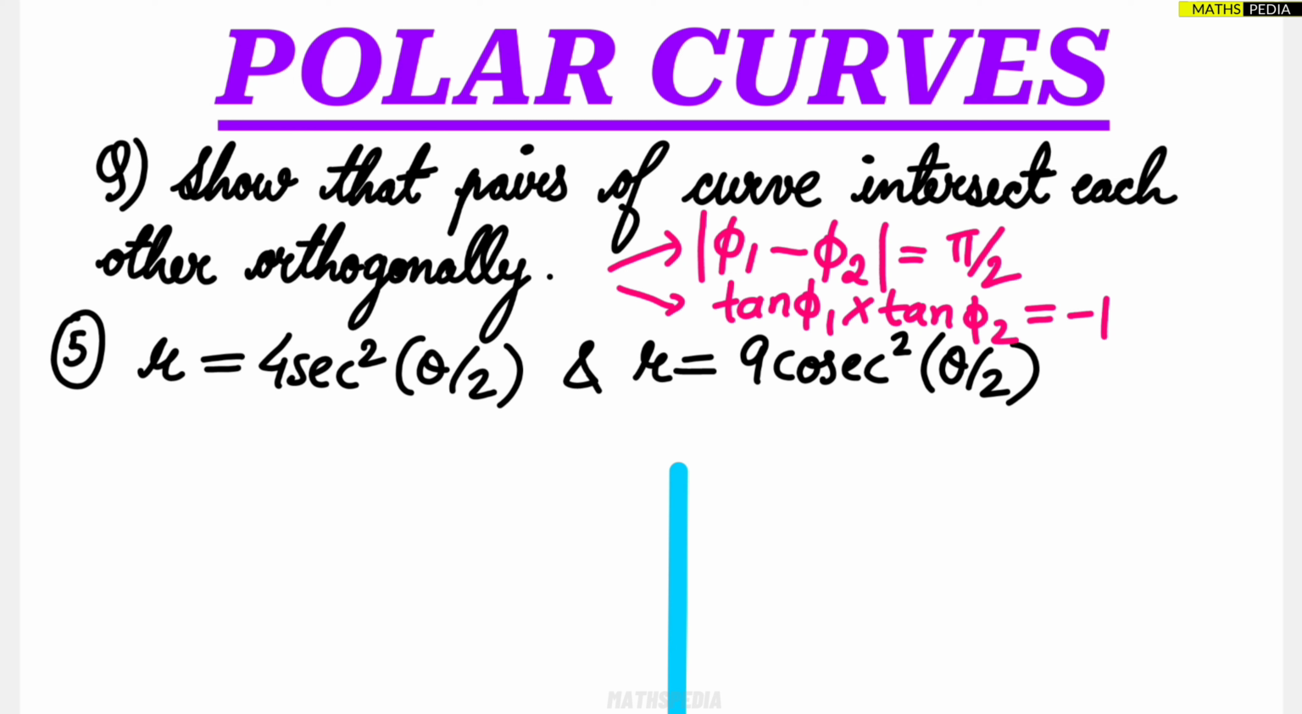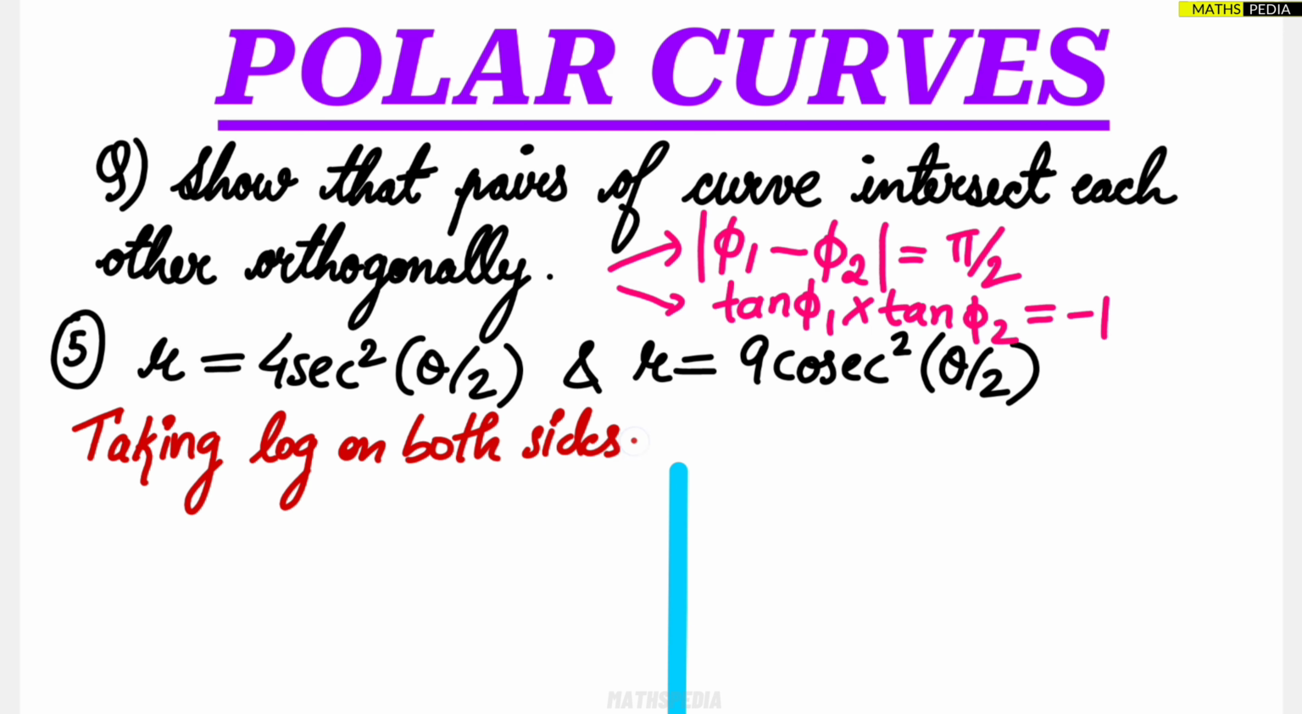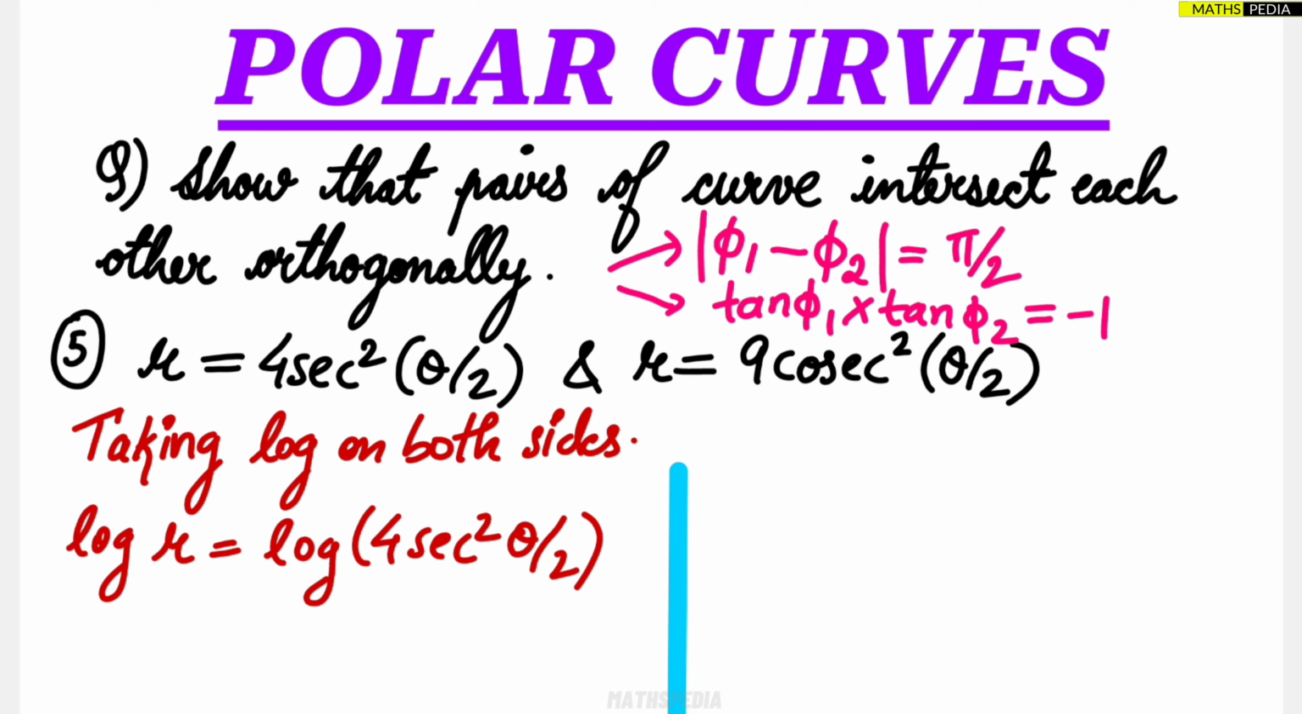As we know, the regular thing, first step is basically by taking what? The log on both sides. Taking log. So when you take the log on both sides, what happens? We'll be doing both the curves simultaneously. So it will be log r is equal to log of 4 secant square theta by 2. Okay. Then next step.